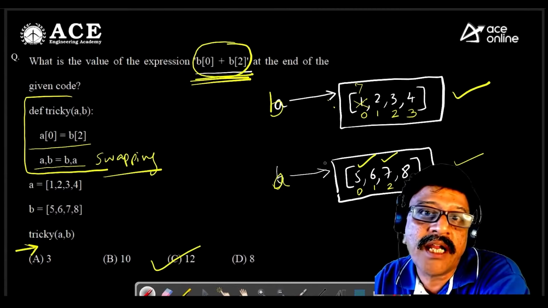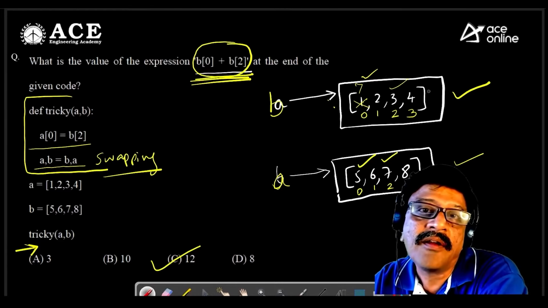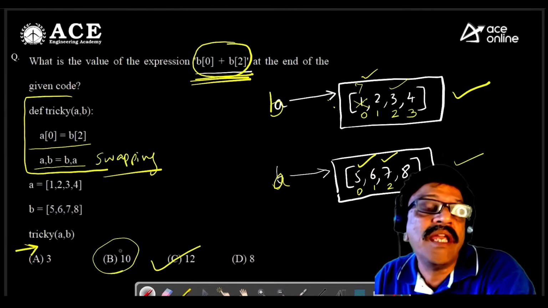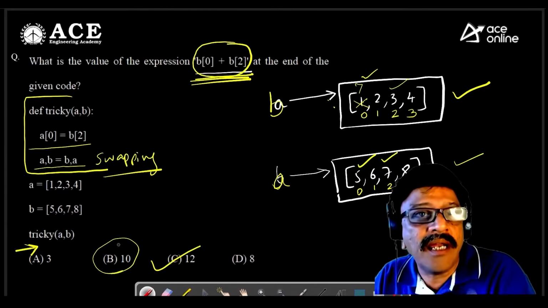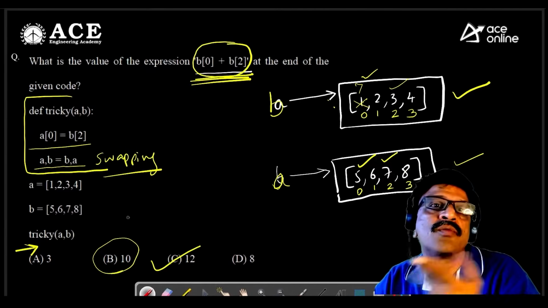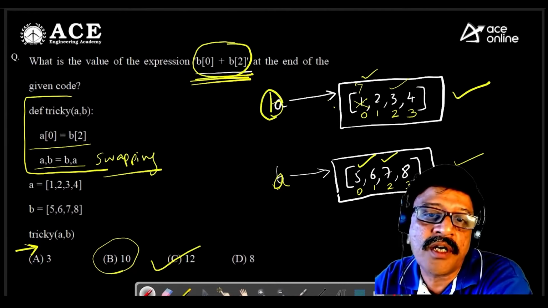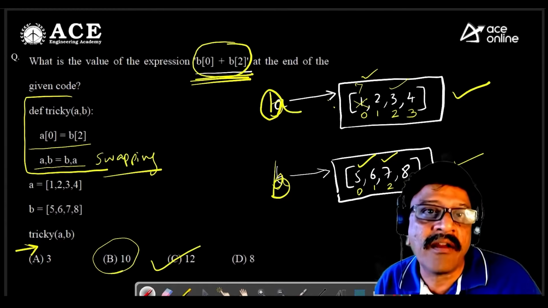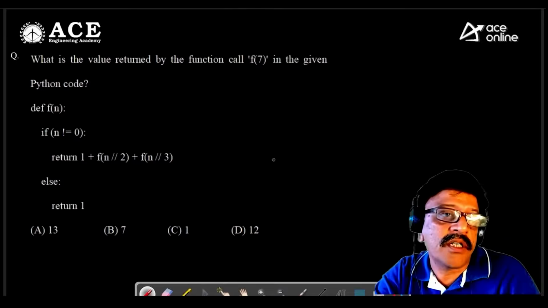And you will end up giving the answer that b0 plus b2 is 10. You would then think that 10 is the correct answer. No, b and a got swapped temporarily inside the function. Parameters were swapped. But when we came back from the function, a and b are still referring to wherever they were referring. Okay, this was the first question.